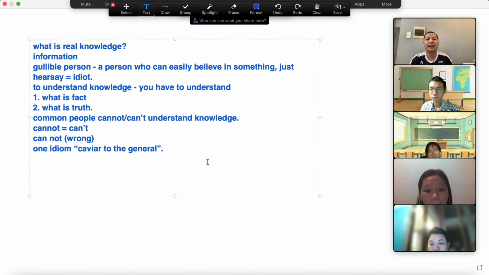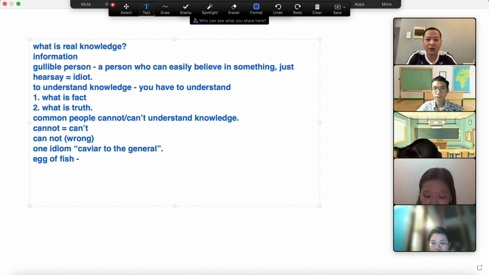Caviar is an egg of fish. It's an egg of fish, but this is the costliest egg in the world.